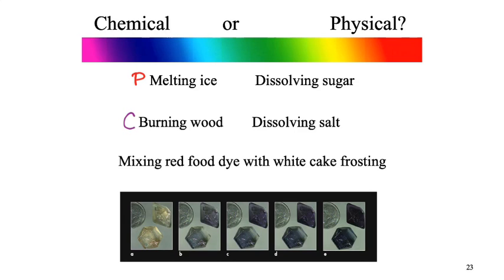When we dissolve sugar into water, we don't break any of the chemical bonds in sugar. So the dissolving of sugar is physical. When we dissolve salt, what happens? We break the bond, because the bond in salt is ionic. That ionic bond breaks when it hits water. Because we've now broken a bond, that is chemical.